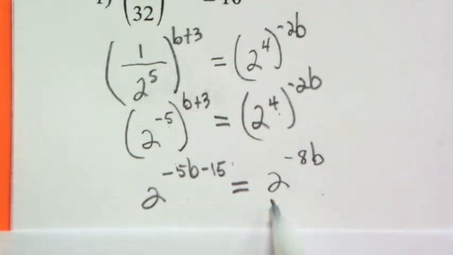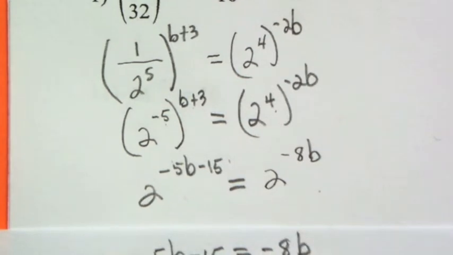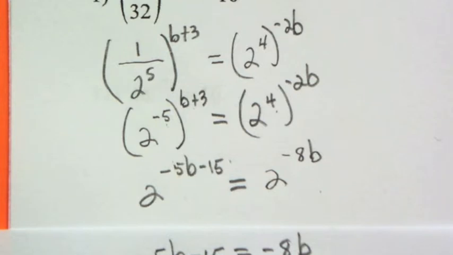Anytime the base is equal, then these exponents must be equal. So what this gives me is minus 5b minus 15 equals this exponent, which is this right here. Okay? And we can only do this, without the logarithms, when we can make the bases look alike. Make the bases be the same thing. If the bases are equal, then the exponents must be equal. Then all we got to do is just solve for b.